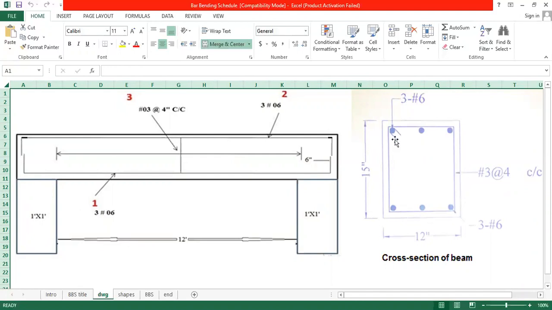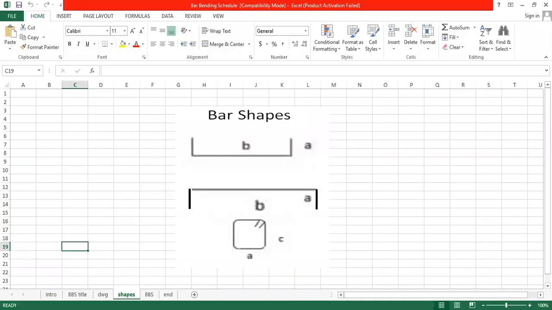Over here the steel stirrups are bent from both directions at an angle of 135 degrees. And the clear cover, from the outside of the reinforcement to the outside of the concrete, is how much? 1.5 inches. Now let us discuss the different shapes of the bars that will be required in order to make the reinforcement for that particular beam.